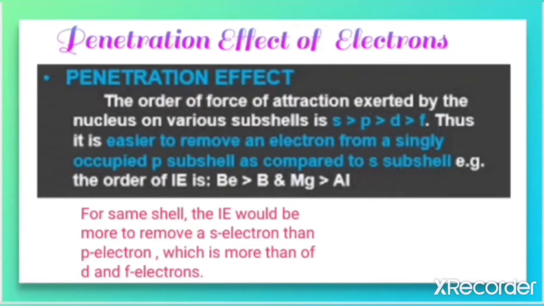So we can say that for the same shell, the ionization enthalpy would be more to remove an s electron than a p electron, which is more than that of d and f electrons.